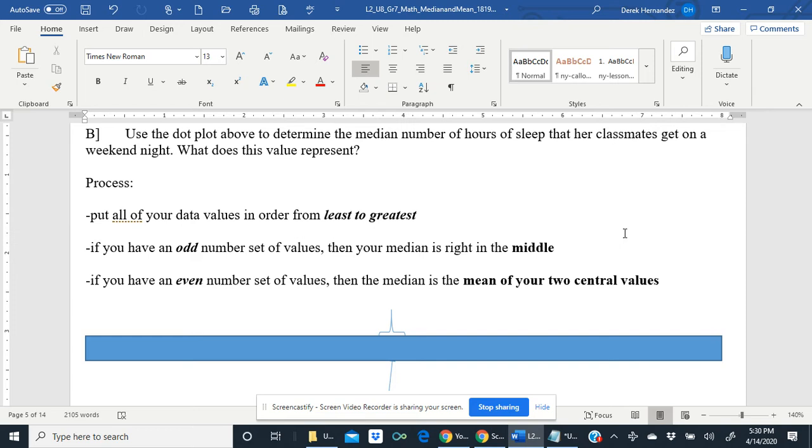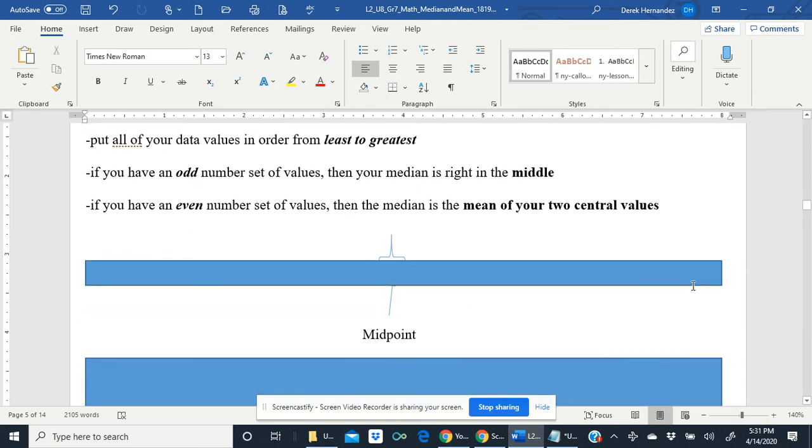Or if you have an even number set of values, then the median is the mean of your two central values. What does that mean? Well, let's take a look.